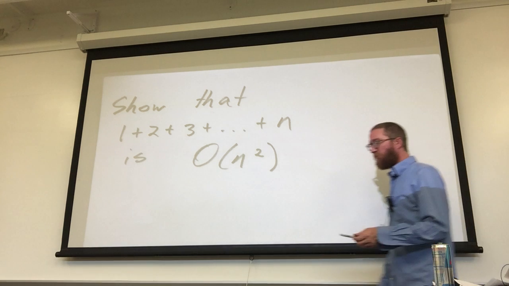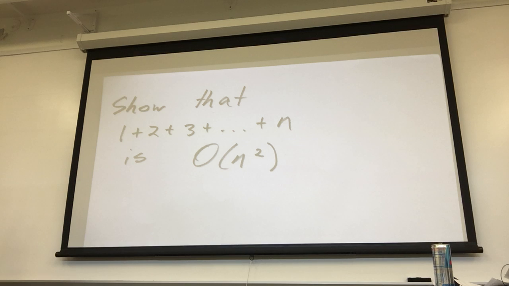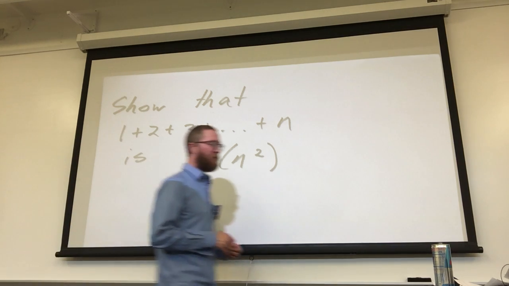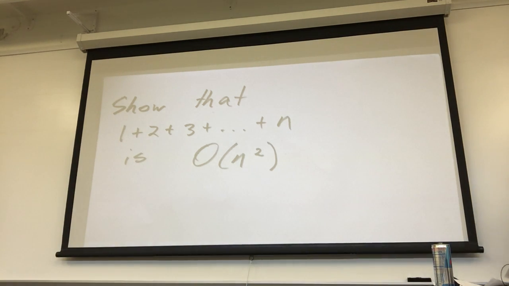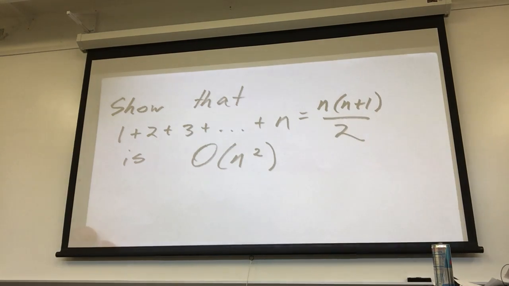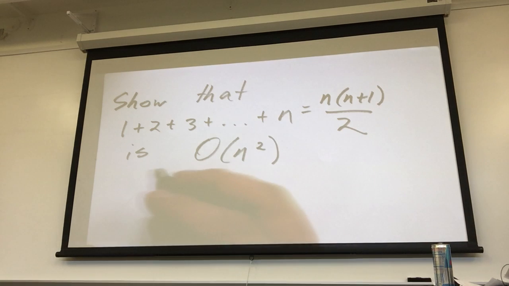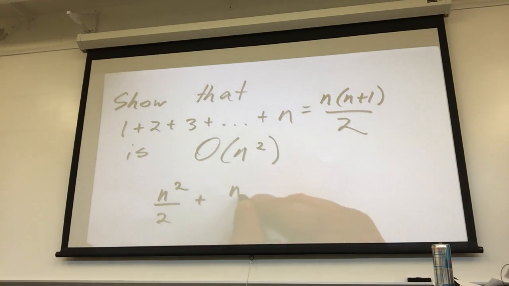Now, from what we did in the previous midterm 1 or midterm 2, by induction we were able to prove that 1 plus 2 plus 3 all the way up to n equals n times n plus 1 divided by 2. Well, what's another way to write that? That would be n squared divided by 2 plus n divided by 2.